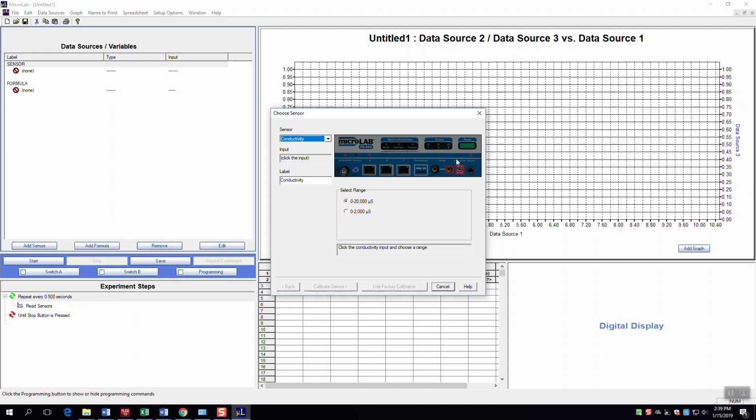Next, you'll choose your range of your measurements, either 0 to 20,000 or 0 to 2,000 microsiemens per centimeter. In this case, we're going to click 0 to 2,000 microsiemens per centimeter. Normally you would click Use Factory Calibration, but sometimes it won't work and you'll need to find the file yourself like that. So you'll just click Calibrate Sensor, read calibration from a file, and choose the appropriate file. In this case, I'm going to choose the low range 0 to 2000 microsiemens per centimeter. It'll open up a calibration curve and you can just click Finish. Now you're ready to make your measurements.